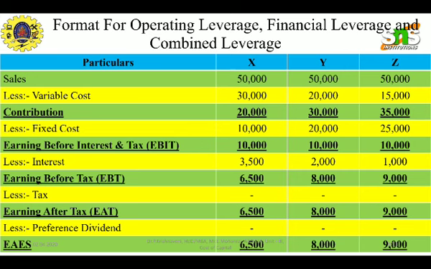If we deduct, 10,000 minus 3,500, you get 6,500. 10,000 minus 2,000, you get 8,000. 10,000 minus 1,000, you get 9,000. Earning before tax is 6,500, 8,000 and 9,000. Then there is no tax and there is no preference dividend. Then the final profit is 6,500, 8,000 and 9,000. Then let's go for the formula.